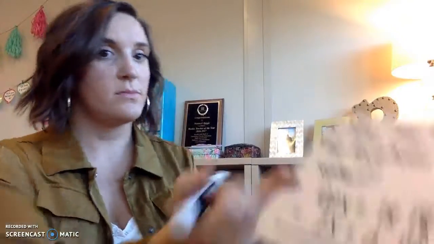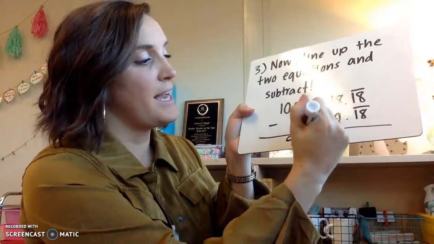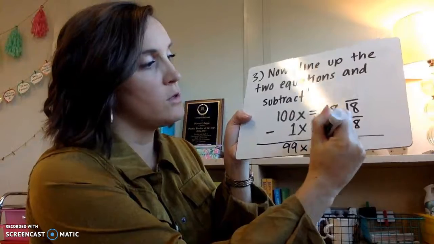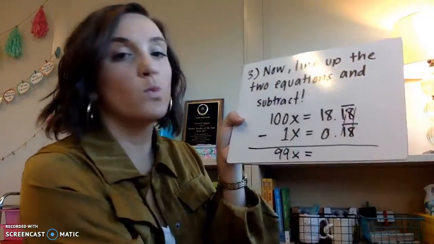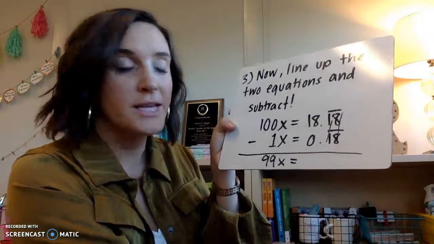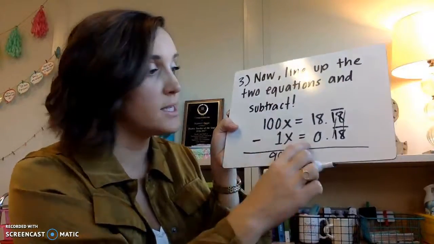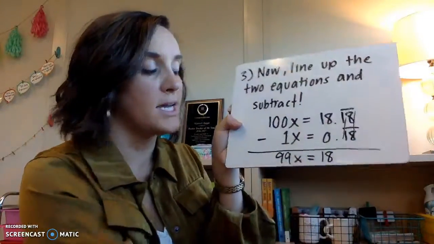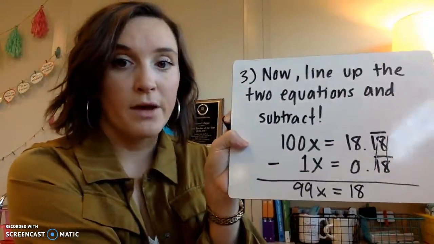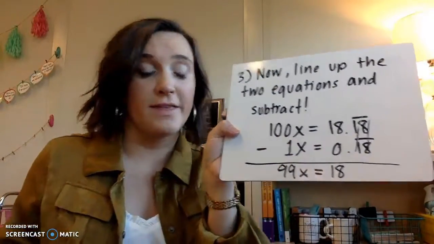So, all right, 99x equals, those repeating decimals will give you 0 as they subtract. 18 minus 0 gives you 18. This is step 3. All right, pause if you need a second to record anything else.